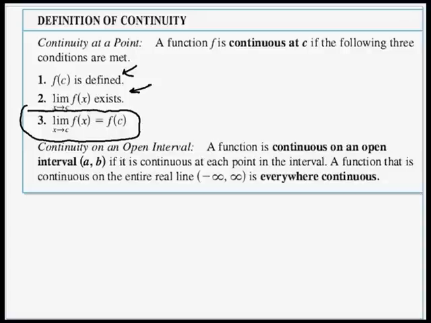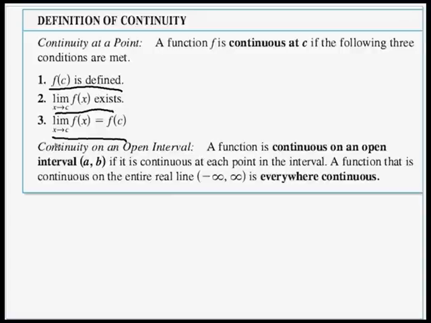When it comes to the AP test, there could be a multiple choice question on this, or it might even be part of a free response. This is something to commit to memory. The 3-part definition of continuity. The function is defined, the limit exists, and they are both equal.